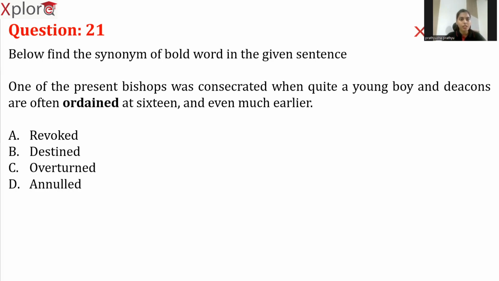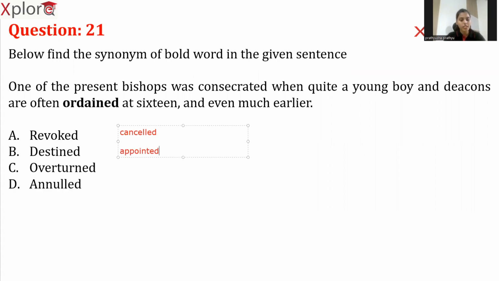Now, we need to identify the term which is the synonym of the highlighted word ordained here. So revoked meaning cancelled. Ordained meaning is appointment or appointed. Let me write it here so that we can understand it clearly. Ordained meaning appointed. Revoked meaning cancelled. Destined meaning again appointed.